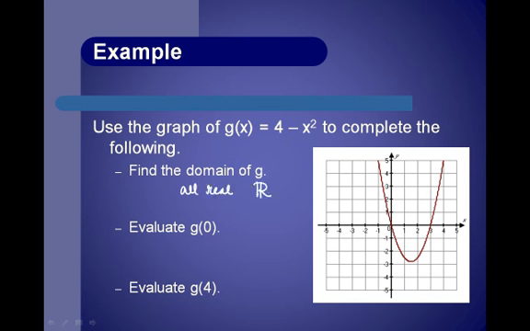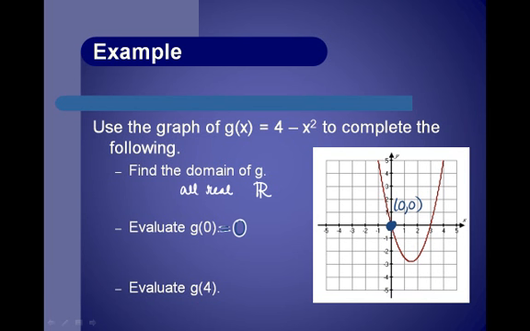The next part says evaluate g of 0. Well, g of 0 means find the function's value when x is 0. So if x is 0, that ordered pair is right here. So that's the ordered pair 0, 0, which means if the x value is 0, the y value is 0, so g of 0 is also 0.